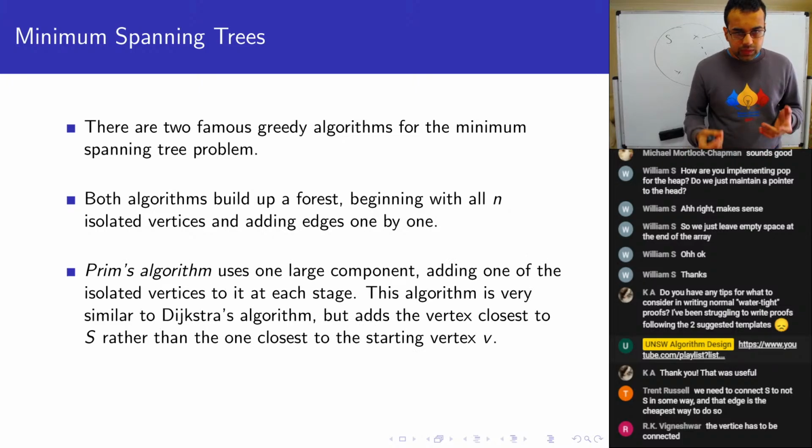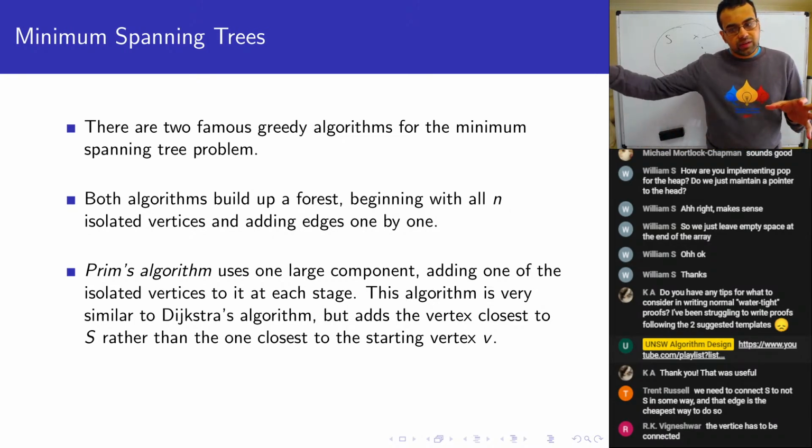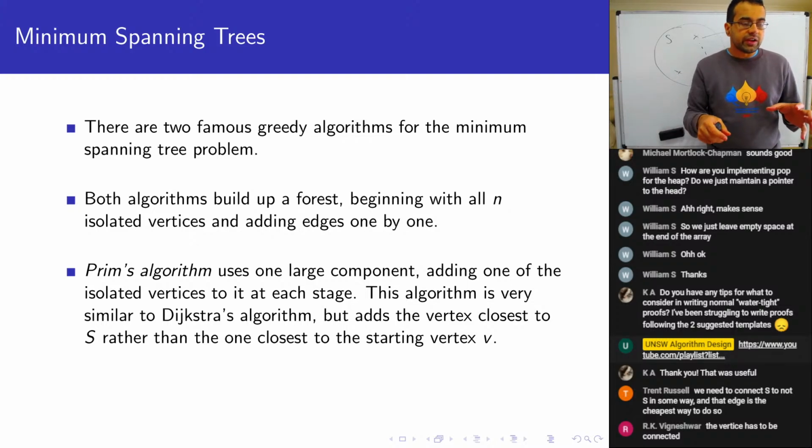You may be familiar with Prim's algorithm. Prim's algorithm says, well, I start with n isolated vertices, and then I designate one of them to be my single connected component, and I add one of the other vertices to it at each stage. So at each stage of Prim's algorithm, I have one large connected component and a whole bunch of isolated vertices.